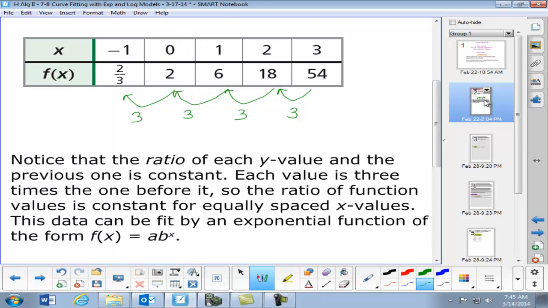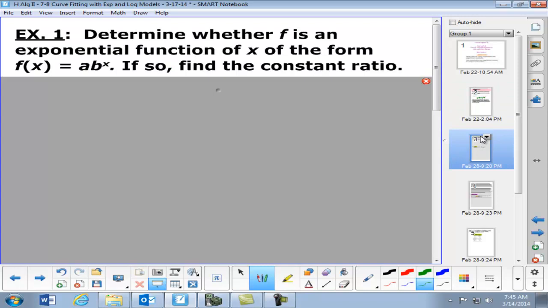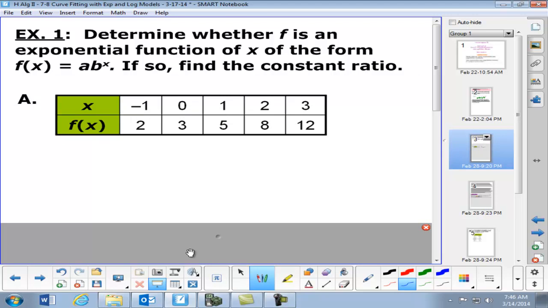All right? Okay, so the first part of your homework is going to ask you to determine whether f is an exponential function. If so, find that constant ratio. Okay? So here's my first chart. So it wants to know, is it exponential? If it's exponential, remember you're going to divide this by this. So you're going to take 12 and divide it by 8. 12 divided by 8 is 1.5.